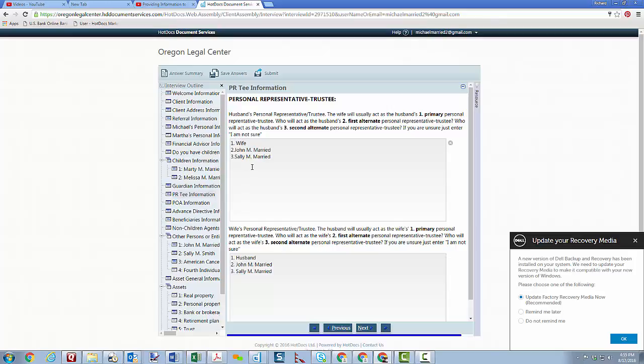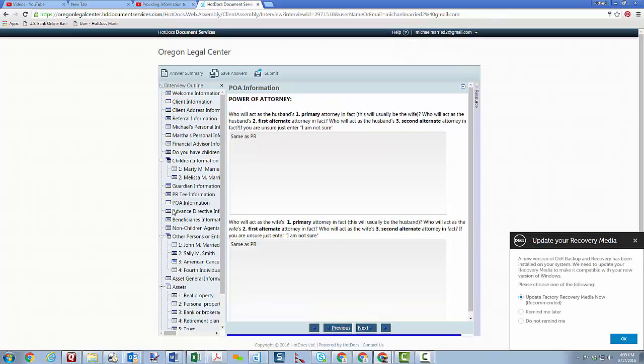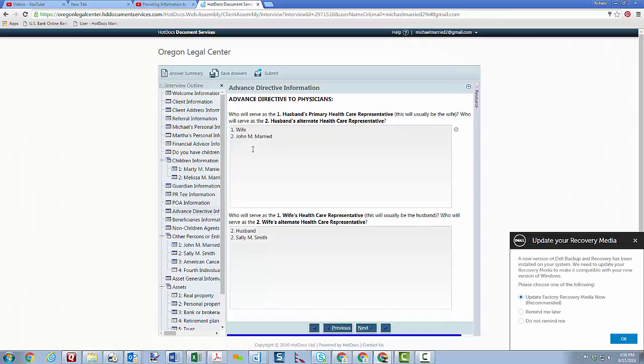If you're not sure, just say, I'm not sure. We will talk about this at our conference. The same as for the person who's going to act for you under the power of attorney. You could just say same as the PR, or you could have different people, although generally they're the same. The advance directive, that would be for the health care. In case you couldn't direct your own health care, you'd appoint your spouse and then another person. You can see they could be different for the husband and for the wife for the number 2 position.